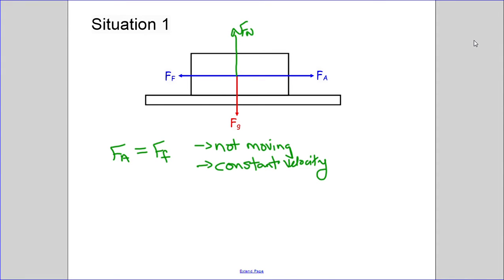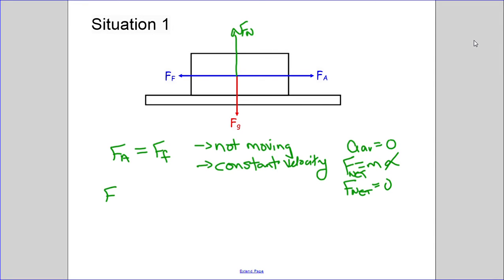If we keep in mind what's happening in each of these scenarios, if we're not moving or we have a constant velocity, then acceleration is equal to 0. And if acceleration is equal to 0, then I have no net force, so the net force is equal to 0. The only time that can happen is when I have an object that's not moving, or an object with constant velocity. So in this scenario, on a horizontal plane, my force applied and my force of friction would be equal to each other in these two situations.